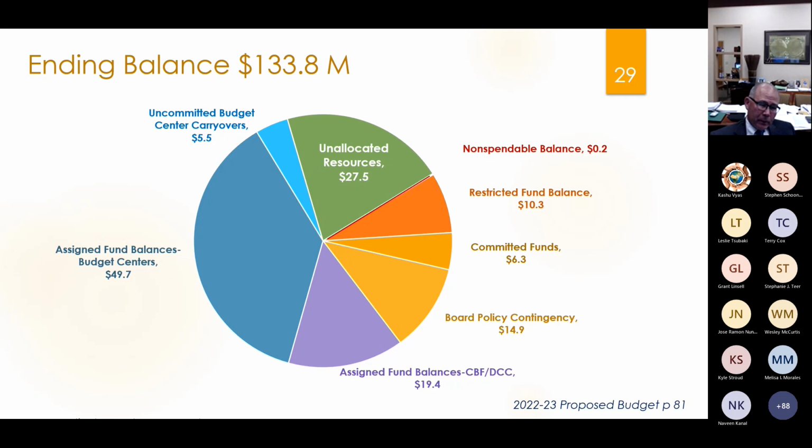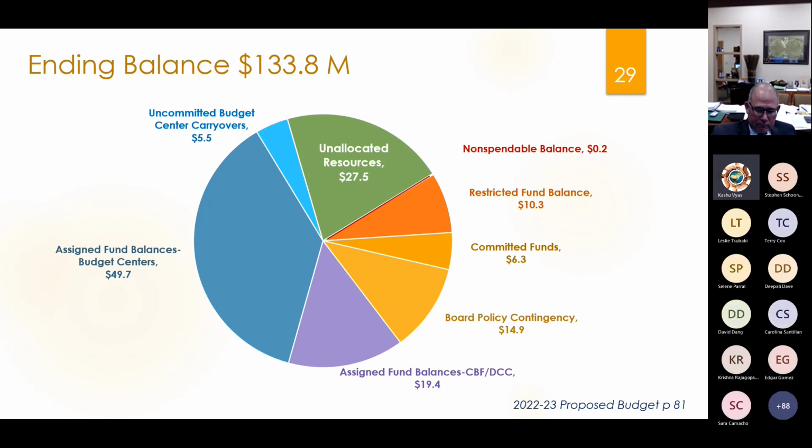But we haven't in a long time swept monies back from the budget centers if there was money left over. That's why you see quite a bit of dollars assigned or uncommitted at the budget center carryover level, is because we don't come in and sweep the monies. So you can accumulate the resources at each of your campuses.